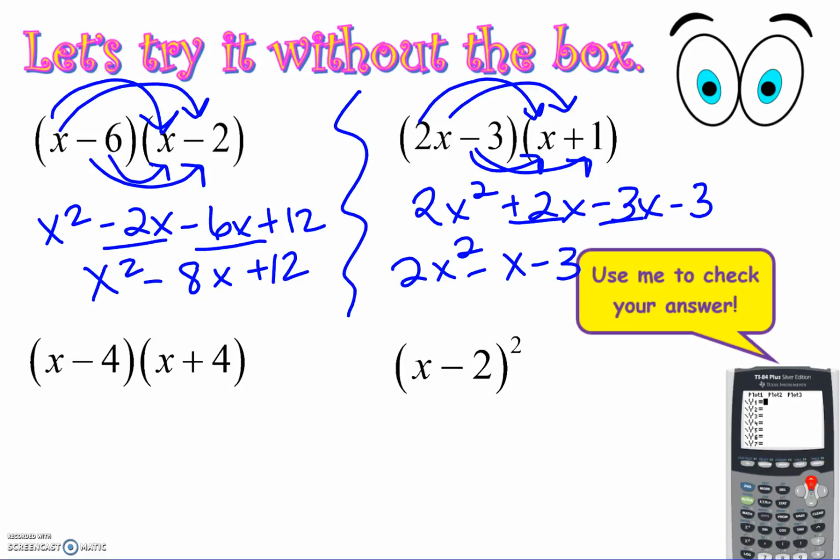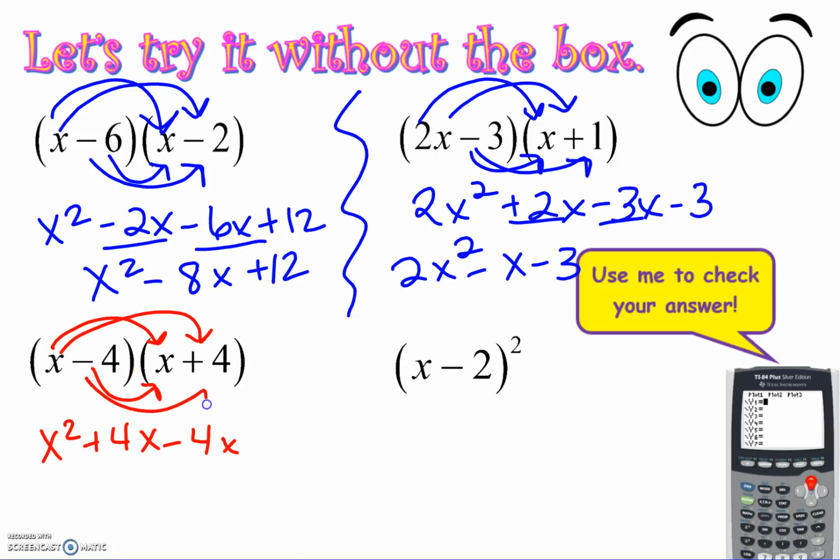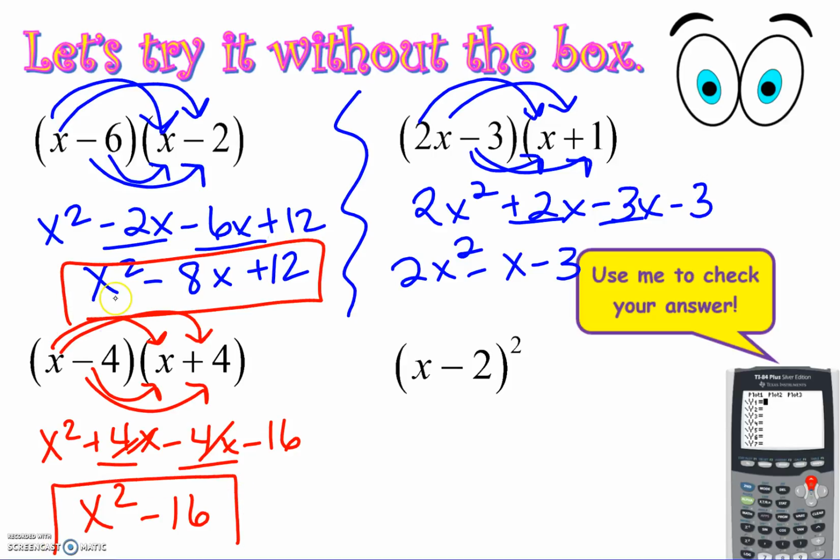Alright, another example. Here we go. x times x is x squared. x times 4 is plus 4x. Negative 4 times x is negative 4x. And negative 4 times 4 is negative 16. So our answer would be x squared, those cancel, so minus 16. This is called a perfect square. And we should have been boxing our answers. Sorry, guys.